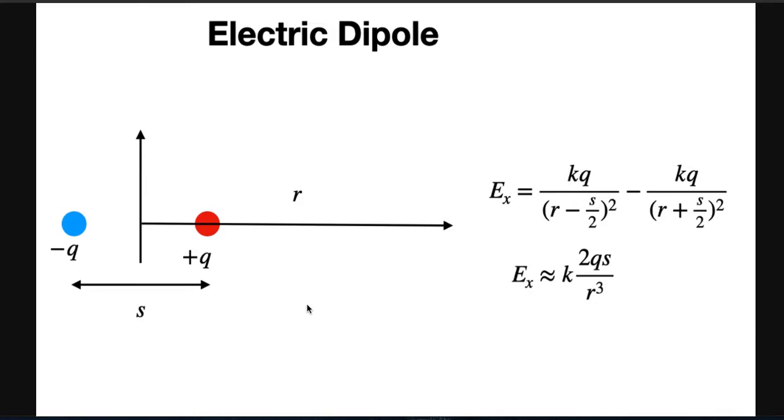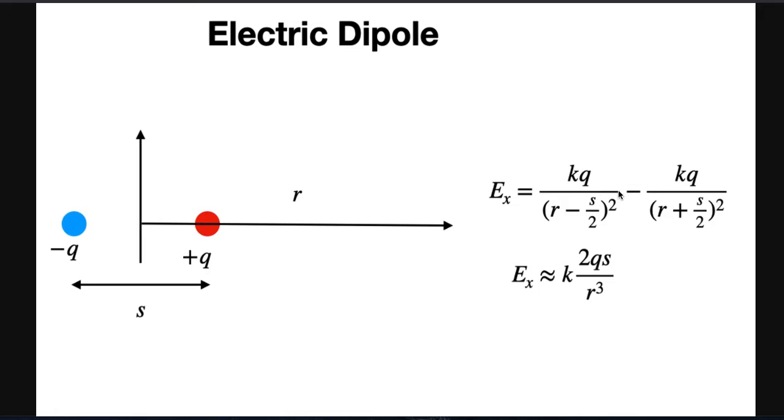Okay, in the last video, which I will link down below, I derived the electric field along the axis of a dipole if you're really far away. So there are two equations that we have here. The first is the electric field due to these two charges. You'll notice that there's a difference because the negative charge is further away than the positive charge. So there is a difference.